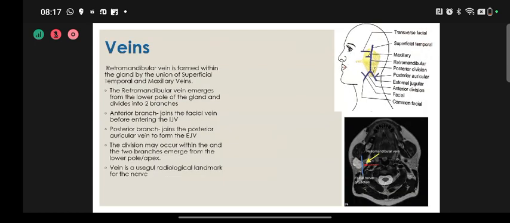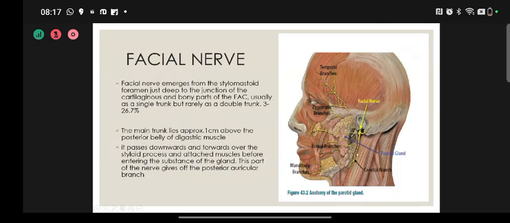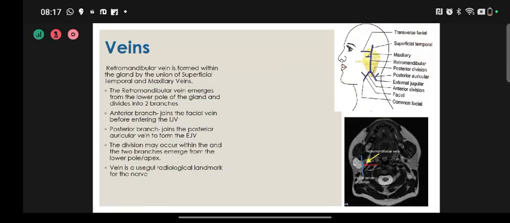Now, the vein inside the parotid gland is the retromandibular vein, which is formed by the union of the superficial temporal and the maxillary veins. Now, the retromandibular vein is an important landmark. It is an important radiological landmark and otherwise has its own importance. It emerges from the lower pole, and the vein is a useful radiological landmark for identifying the nerve.